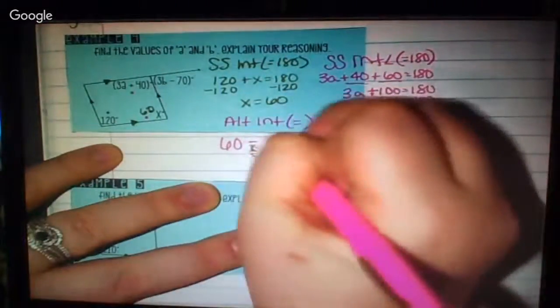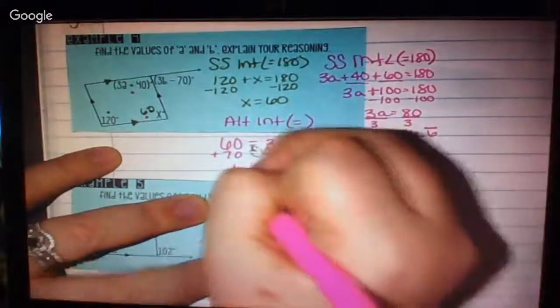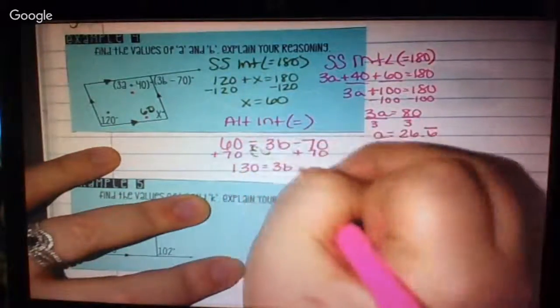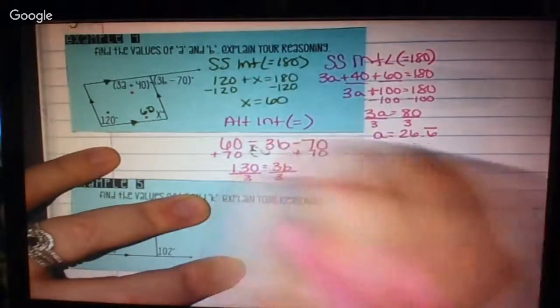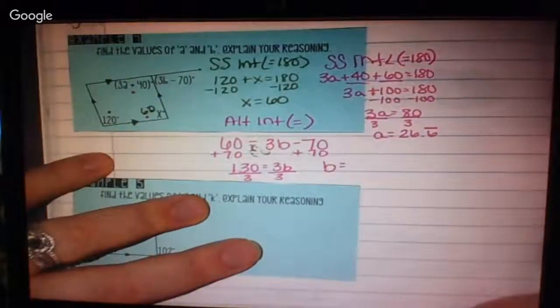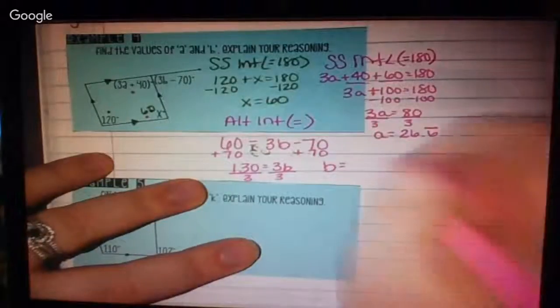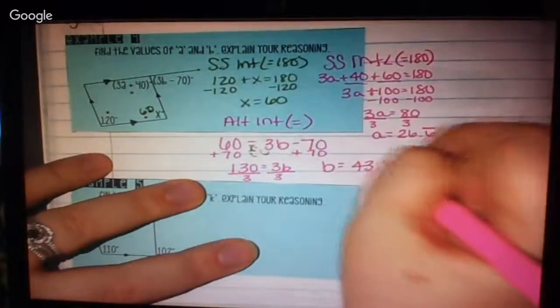So 60 should equal 3b minus 70. Add 70 to both sides. You get 130 equals 3b. And divide by 3. So what does b equal? It's 43.3. 43.3 repeated.